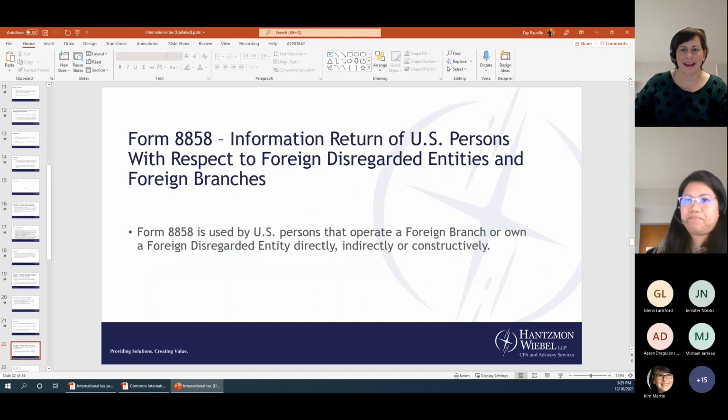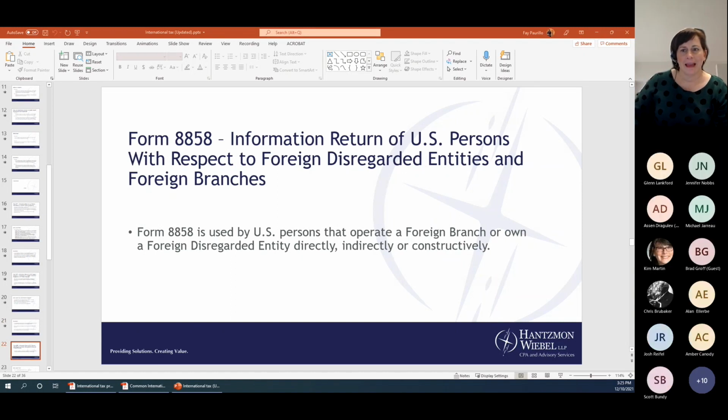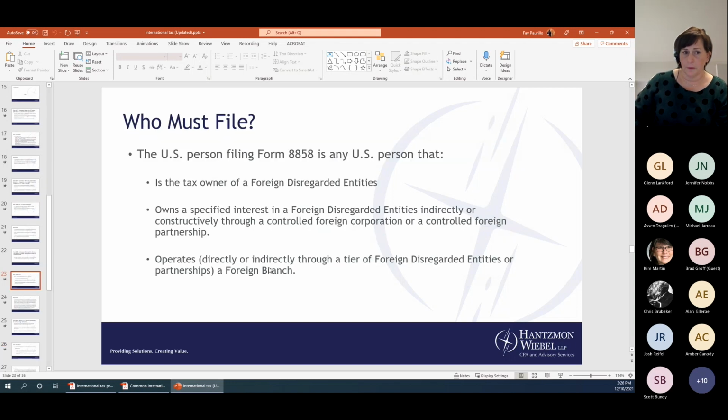Okay, next up, we have the Form 8858. This form is the information return for U.S. persons with respect to foreign disregarded entities and foreign branches. This form is used by U.S. persons that operate a foreign branch or own a foreign disregarded entity directly, indirectly, or constructively. Where I have used this form and seen it most often with our client base is when we have a taxpayer that has a rental property abroad.